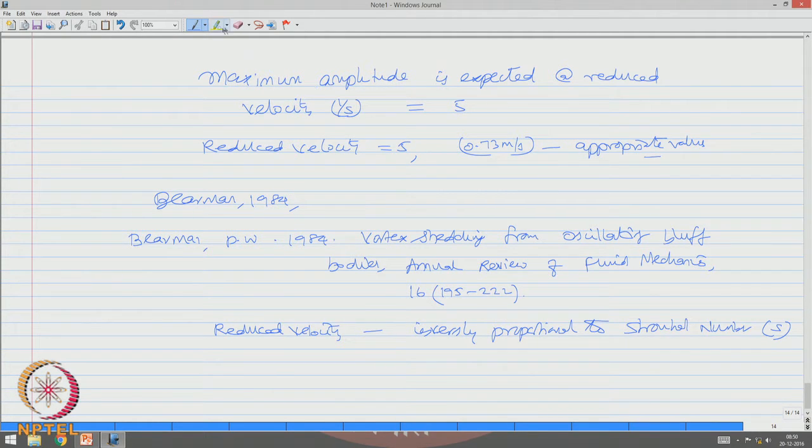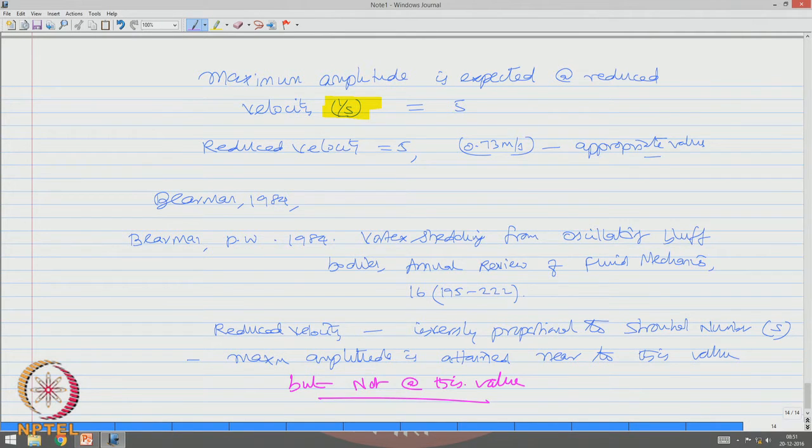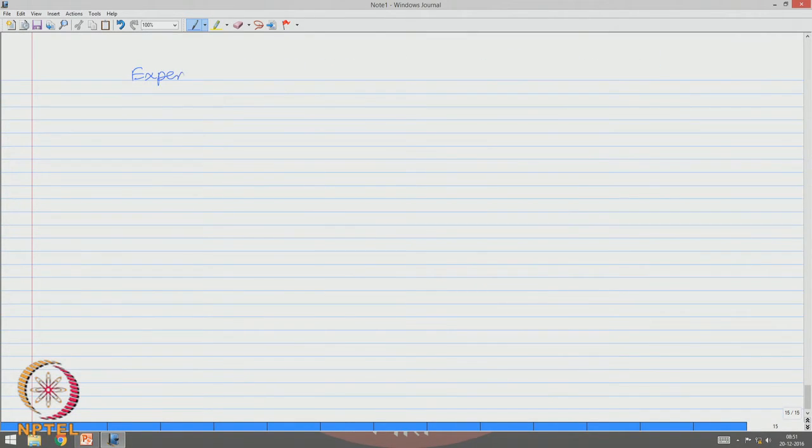So, that is why we said it is 1 by S, and the maximum amplitude is attained closer to this value, but not at this value. That is very important.